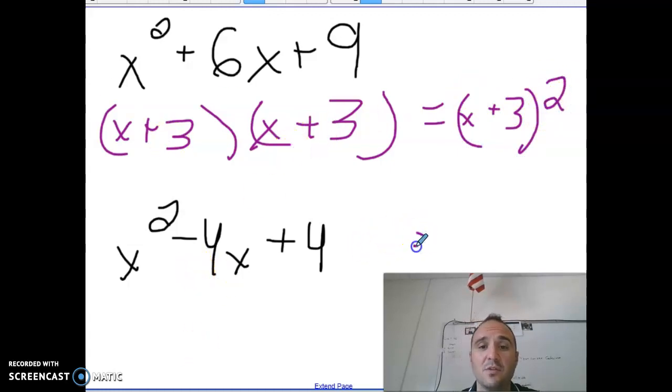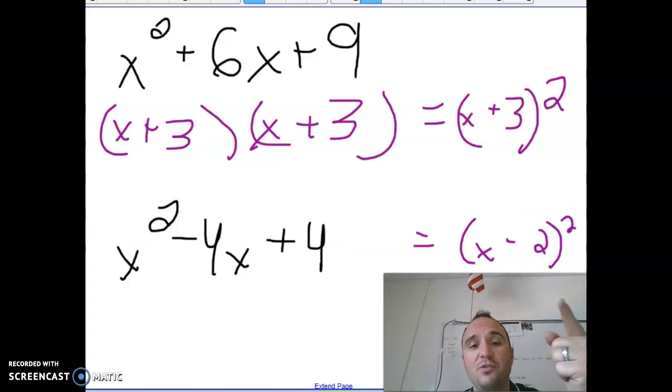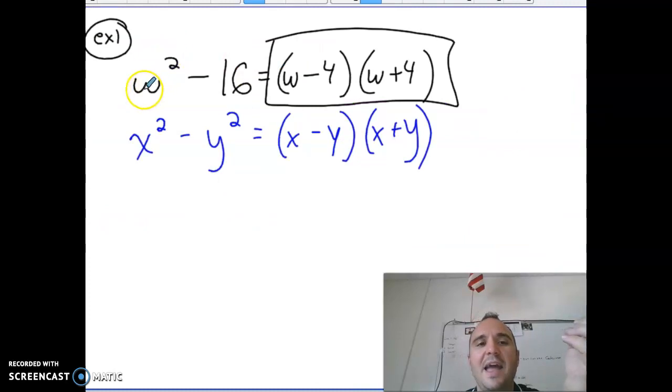Same thing with this one. It's going to end up being x minus 2 squared. It's a pattern. The next pattern is called difference of 2 squares. That's special 1, special 2, special 3 is this guy. w squared minus 16 is just like the third special, which is x squared minus y squared equals x minus y, x plus y. The perfect square is w, so you put w's, and 16 is really 4 and 4.